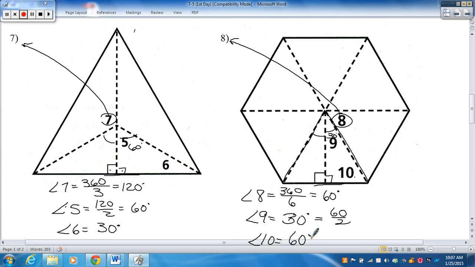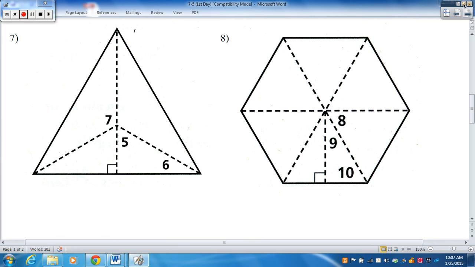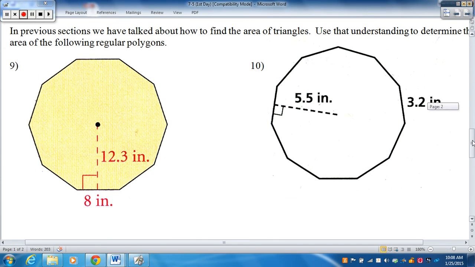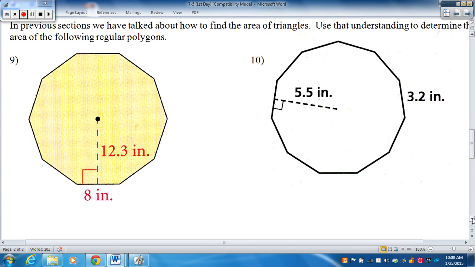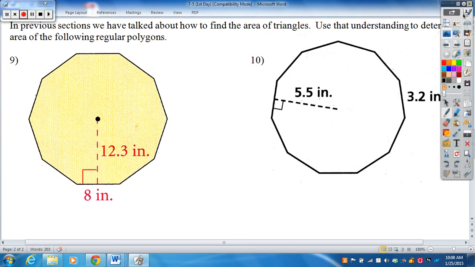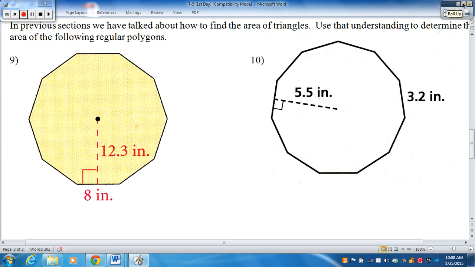Okay. So again, I hope that was basic. It wasn't too difficult. Finding the angle that measures out always starts with the central angle measurement. Now, from there, if you take a look at the next section, it says here, in previous sections we've talked about how to find the area of triangles. Use that understanding to determine the area of the following polygons.